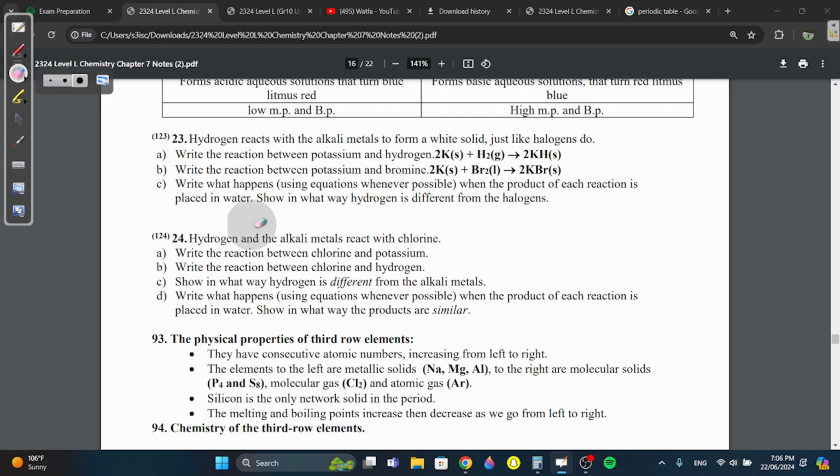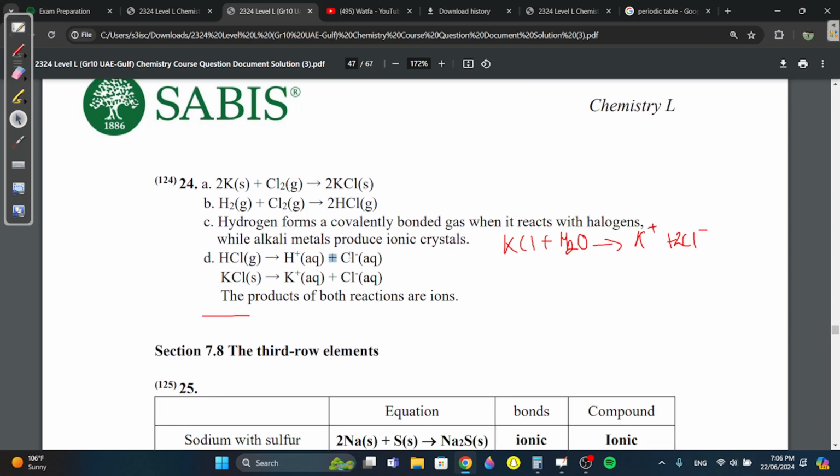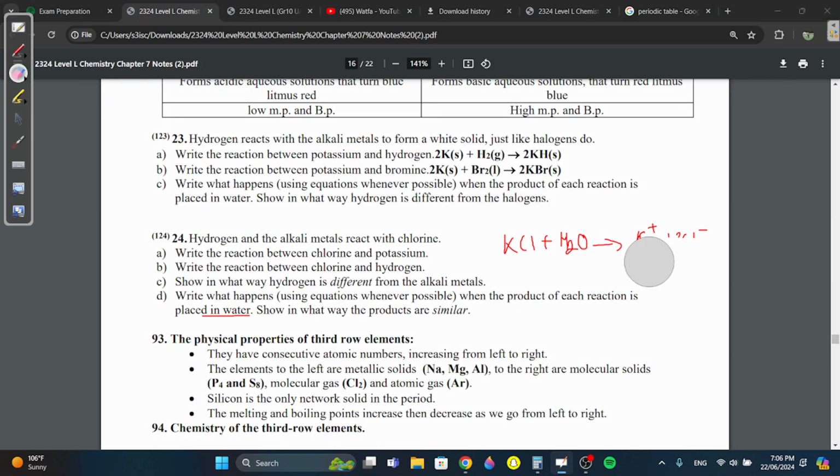Write an equation if possible for what happens when it's placed in water. Same as the previous question. So let's say KCl plus H2O. What happens when you place an ionic compound in water? You get K plus and Cl minus. Obviously balance, you don't need to put 2Cl minus. No, you don't.